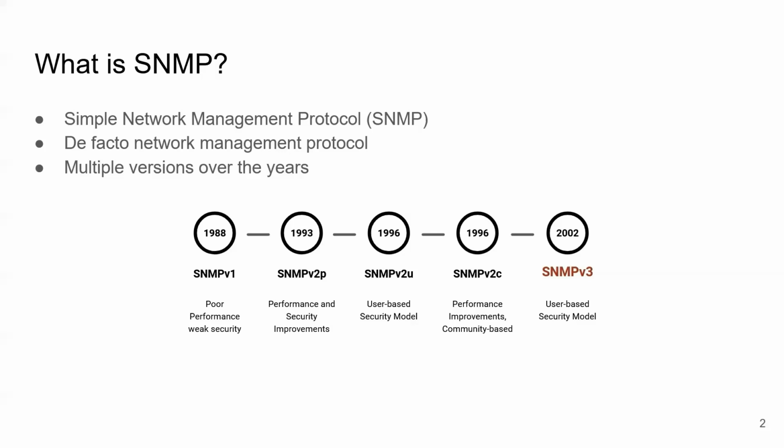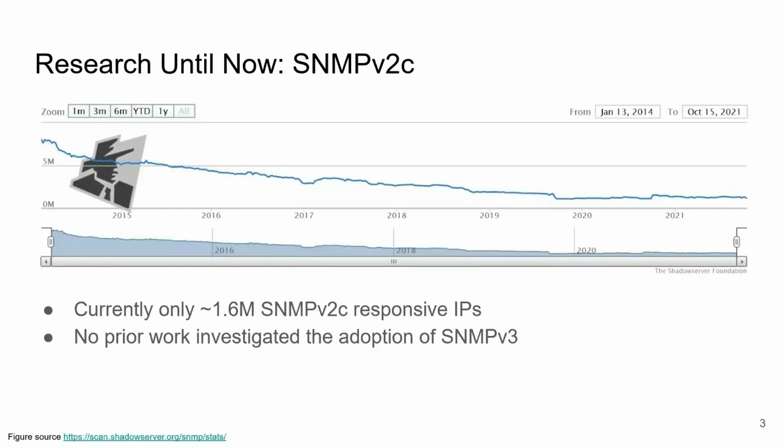SNMP version 3 was standardized in 2002 and aims to address the security issues found in earlier versions by providing a means for secure authentication, encryption, and access control. Although SNMP version 3 should be popular by now, measurement studies up till now focused only on the community-based SNMP version 2. As you can see in this figure, the number of publicly accessible SNMP version 2 servers with the public community string has seen a steady decline since 2014.